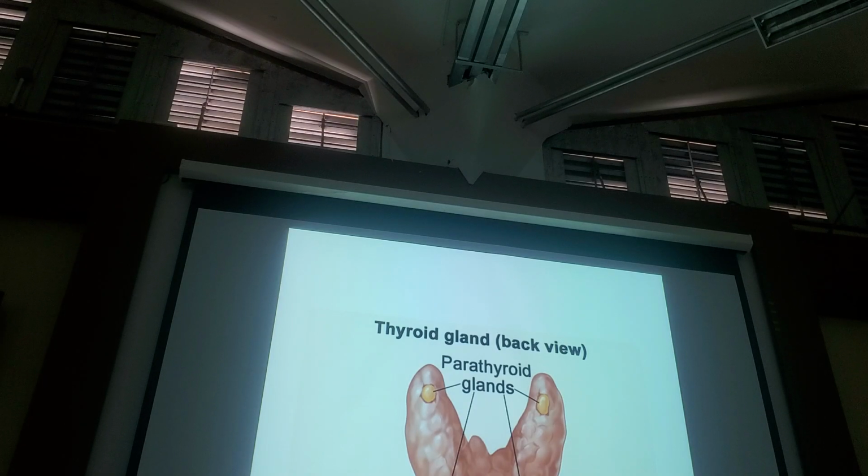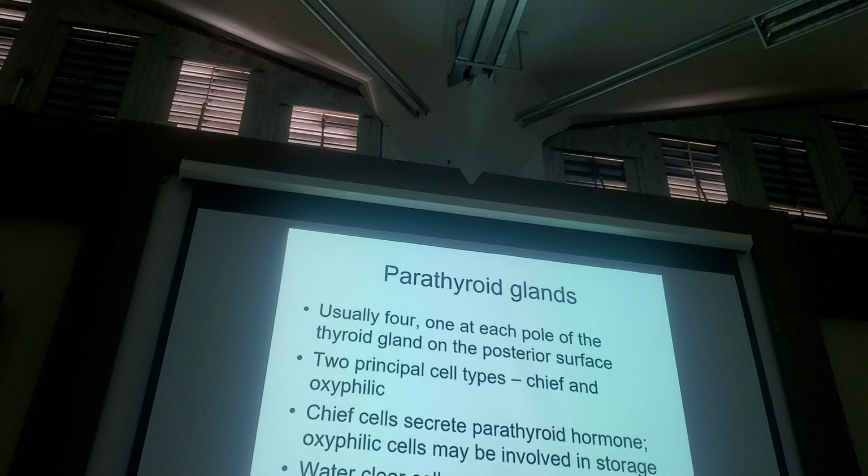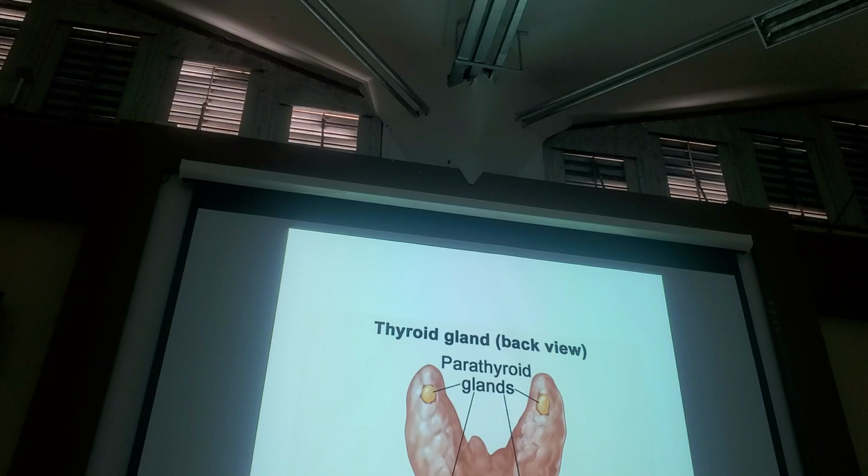Right, so just a pictorial to show you the location of the parathyroid gland. You've done the histology of it. So tell me about the histology. What type of cells do we find there? Oxyphilic. Chief cells, oxyphilic cells, another one. You could also have the water clear cells, which are found when there is hyperplasia.